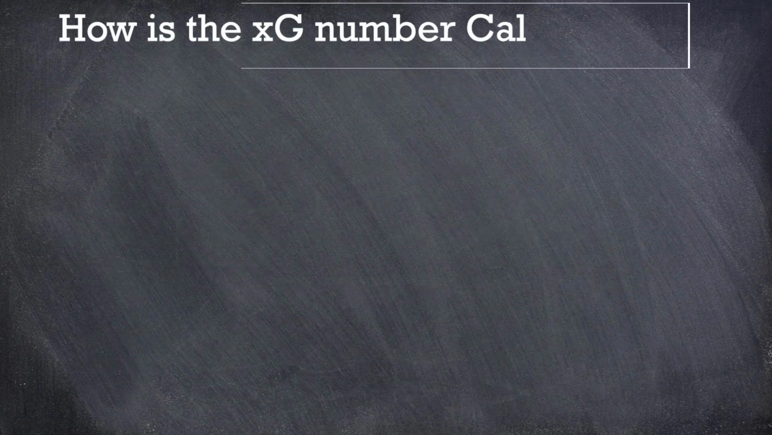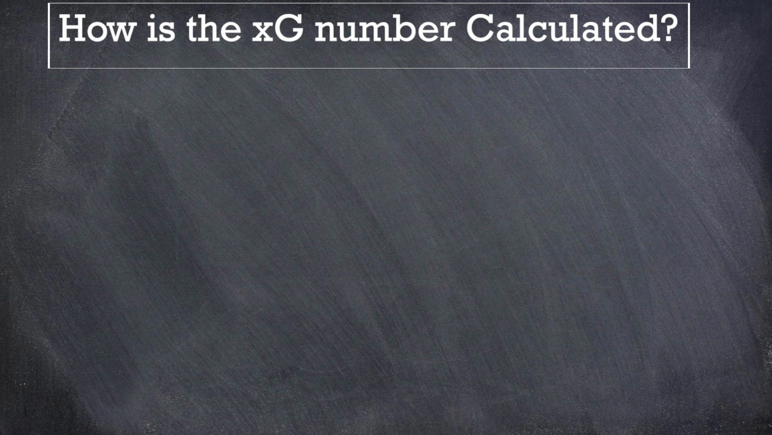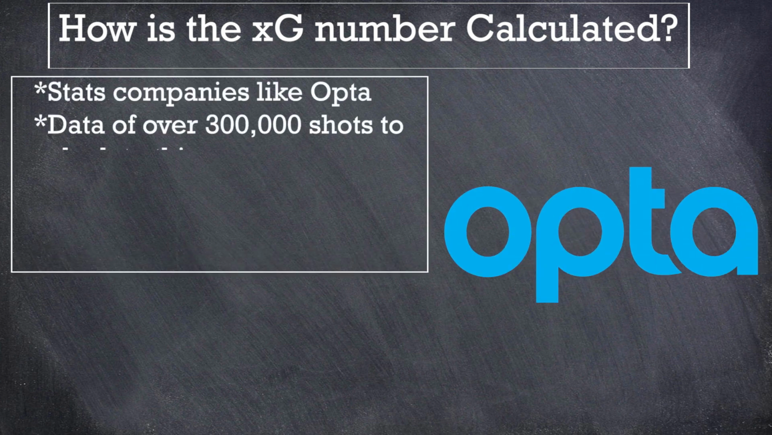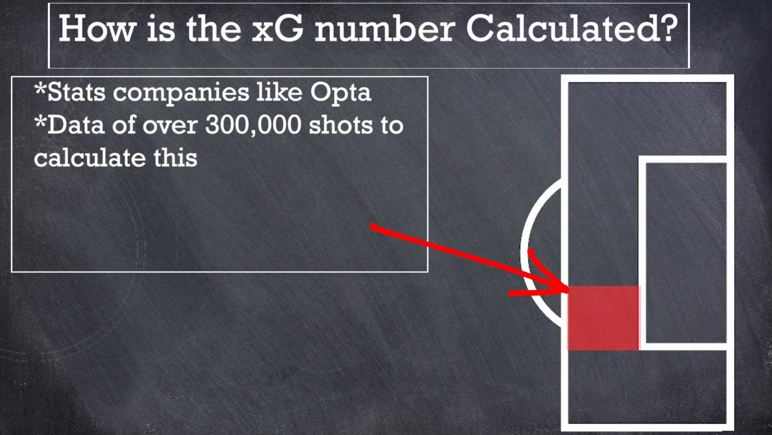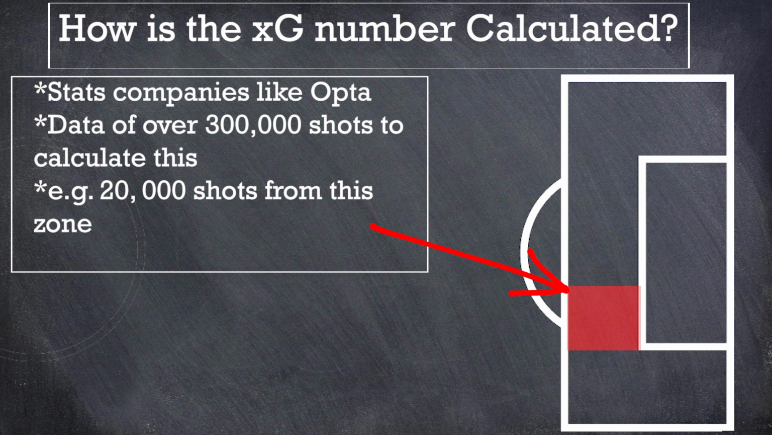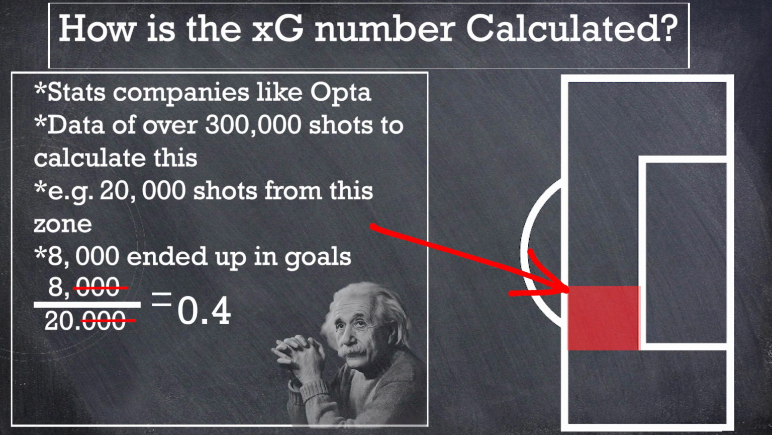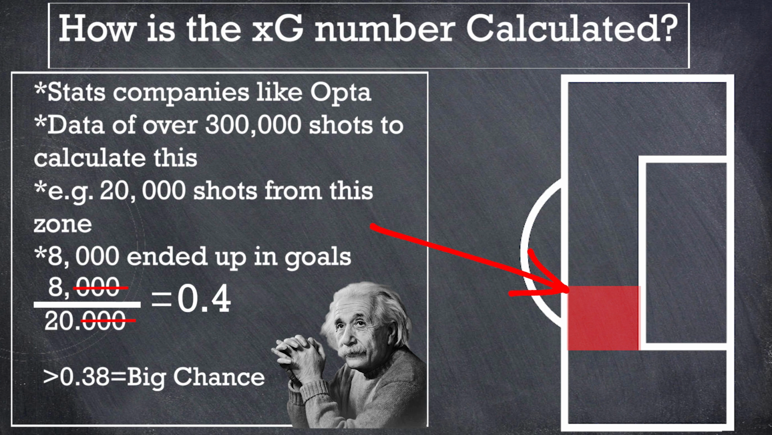So how is this magical number between 0 and 1 obtained? Companies such as Opta have statistics of over 300,000 shots in the past few years. So it's quite simple. For example, let's say they have 20,000 shots worth of data from the right edge of the box, and 8,000 of these shots have gone in. Quite simply, the xG there would be 0.4. And it's also important to note that anything with an xG of over 0.38 is considered a big chance.